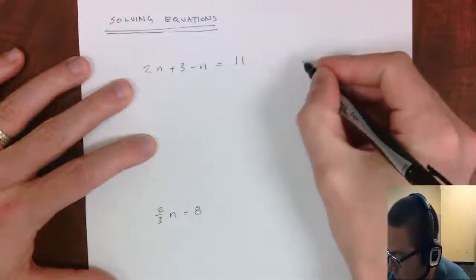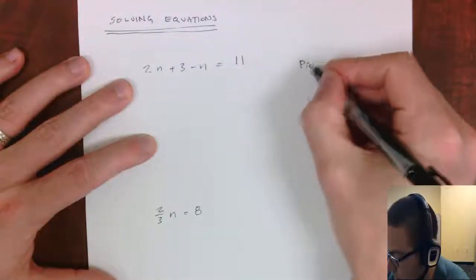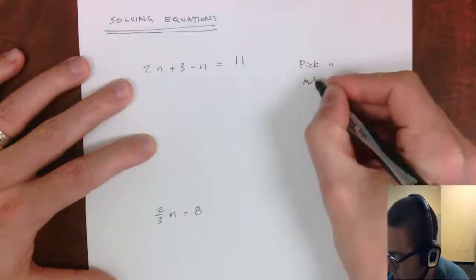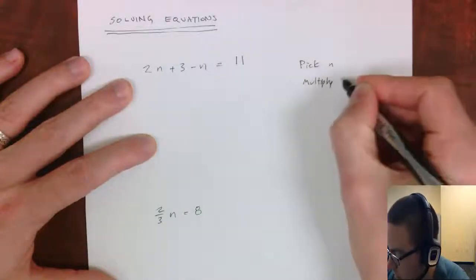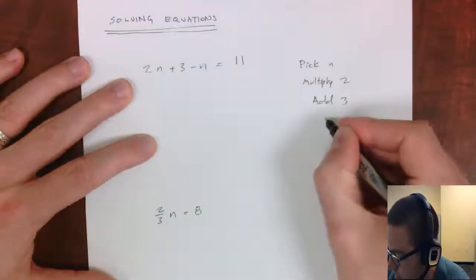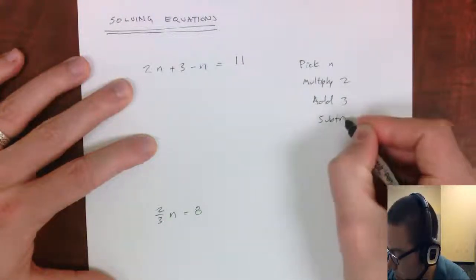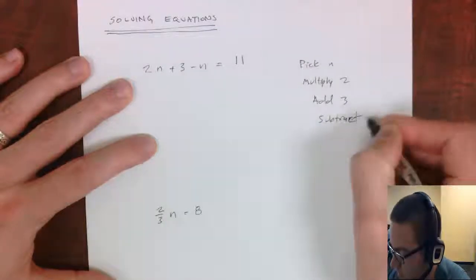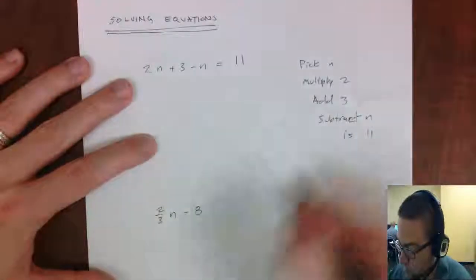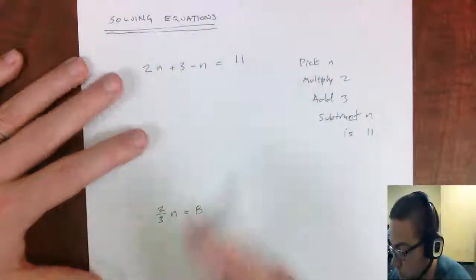Okay, so maybe even writing it down would be helpful. Pick a number, multiply by 2, add 3, subtract your original number, and it is 11, right? So kind of think about it in those terms.